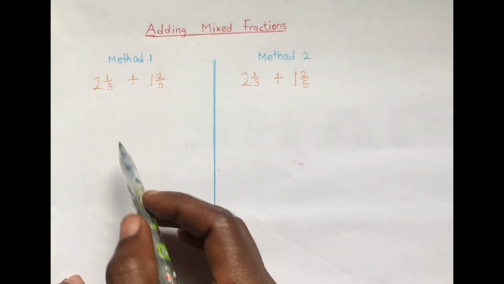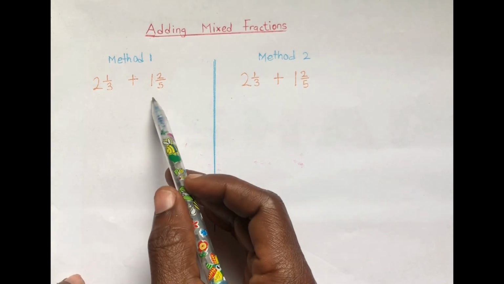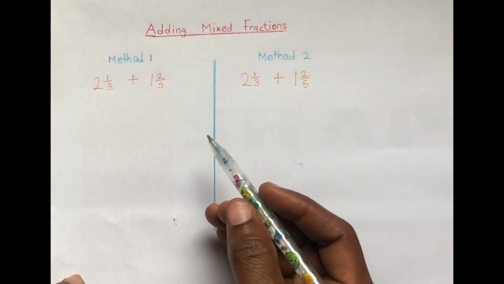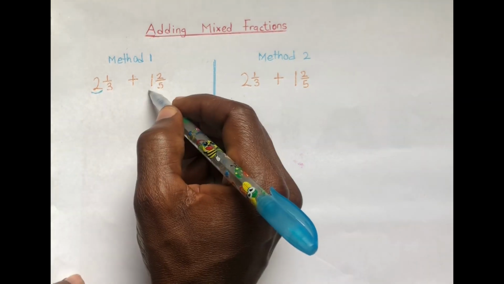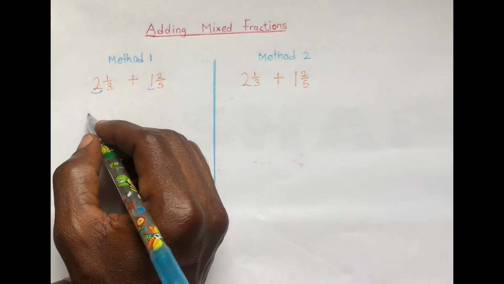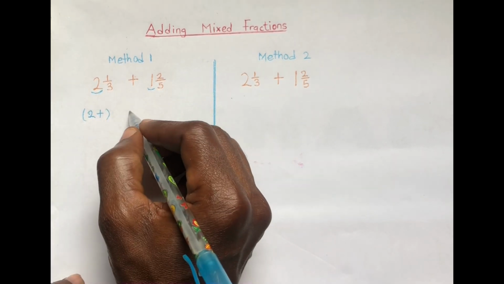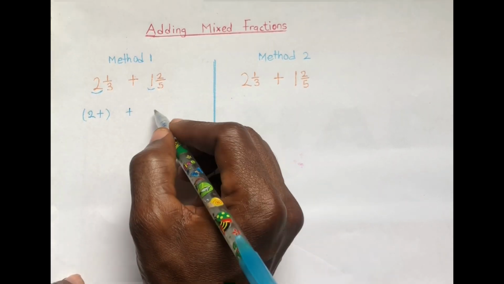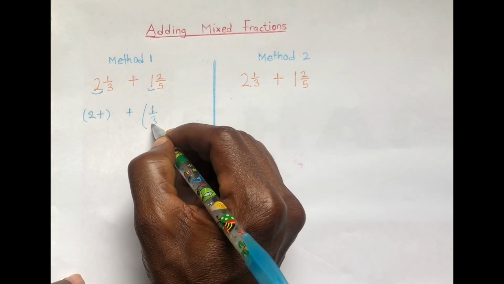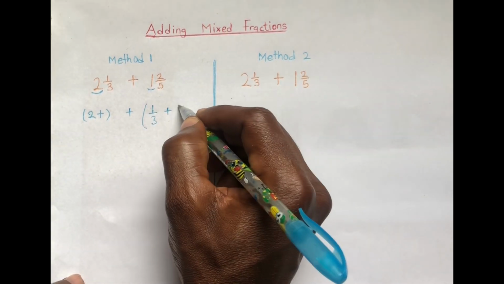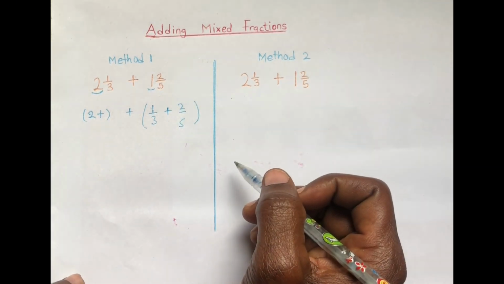So the first one, we have 2 whole number 1/3 plus 1 whole number 2/5. With this, what we do first is we add the whole numbers. So it's going to be 2 plus 1. Then we add it to the fractions, 1/3 plus 2/5. So this is how it's going to be done.